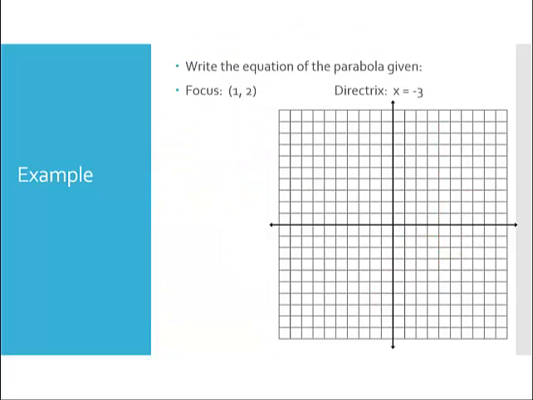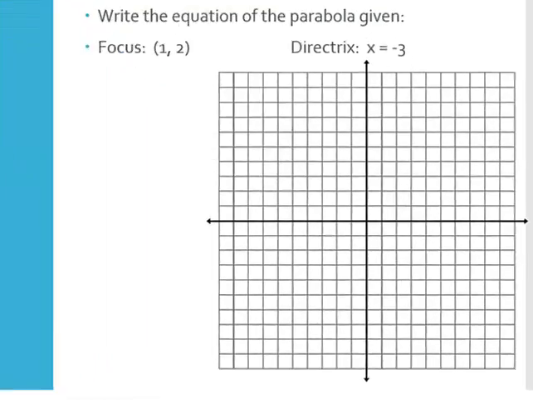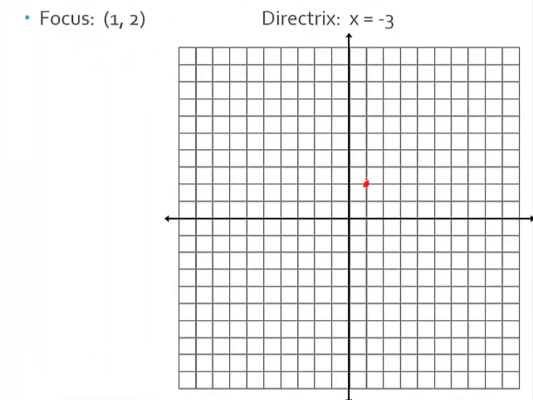Alright, moving on. Write the equation of the parabola given your focus at (1, 2) and your directrix at x equals negative 3. So let's go ahead and plot these two things, okay? So your focus is (1, 2), and your directrix is at x equals negative 3. So 1, 2, 3.